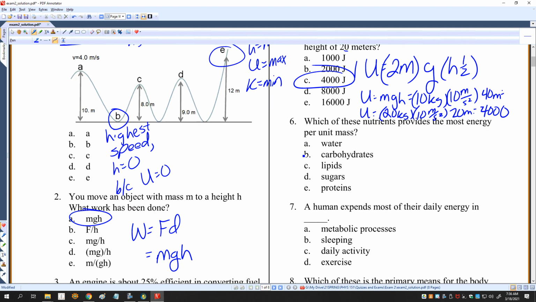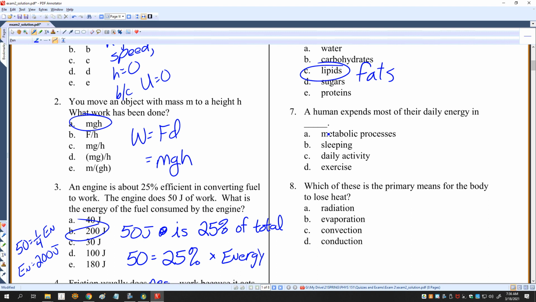Number 6, the answer is lipids or fats have the most energy. You expend most of your energy in metabolic processes. This is the BMR, the basal metabolic rate. It's usually about, I don't know, 1,500 calories, which is most of your energy that you expend in a day.